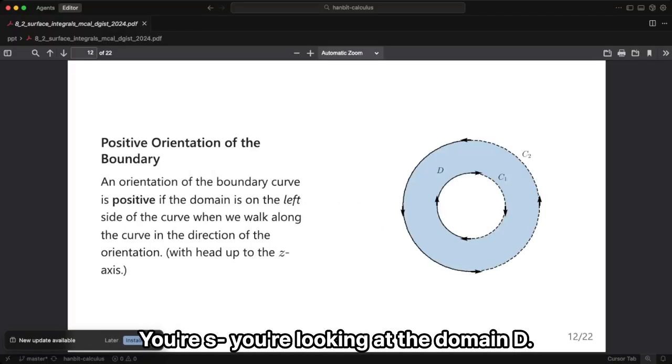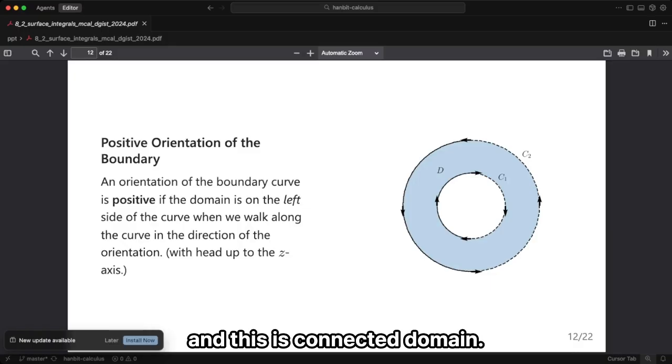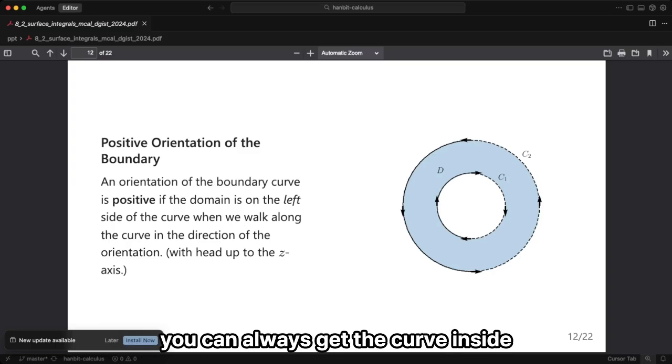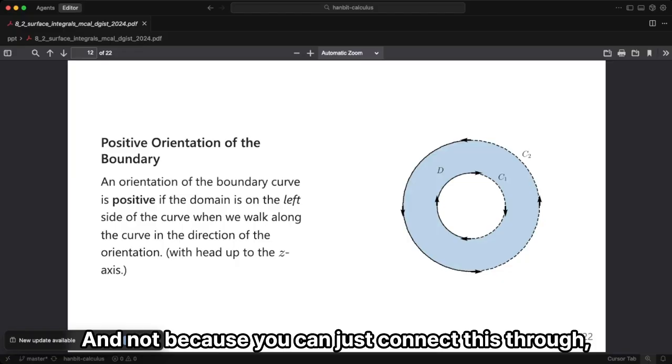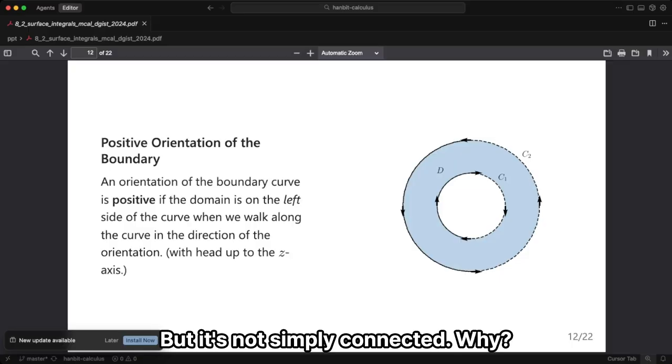You're looking at the domain D, which is the area between 2 circles, an annulus, and this is a connected domain. Connected because if you take any 2 points, you can always get a curve inside the domain that goes from here to here. Not because you can just connect through, but because you can go around here and stay always inside of D to connect to the other side. So that's why it's connected. But it's not simply connected.